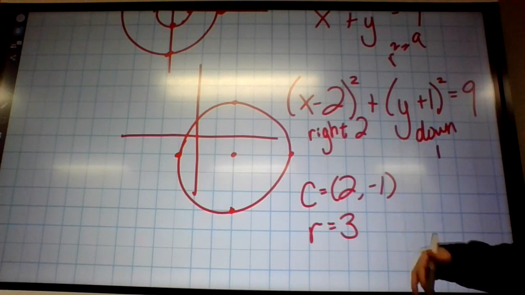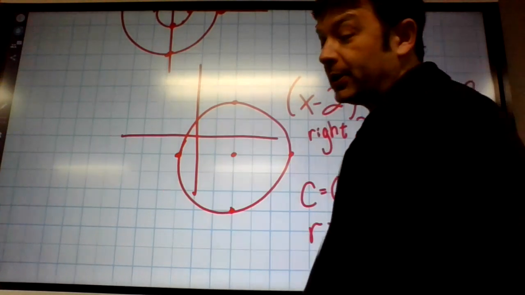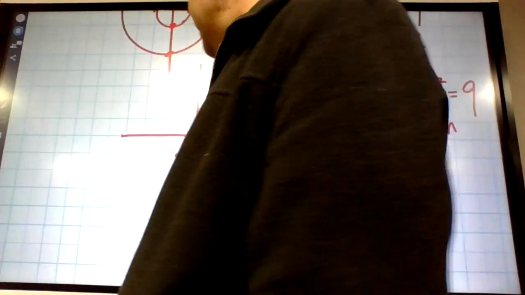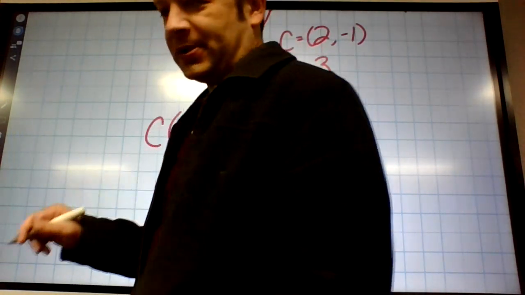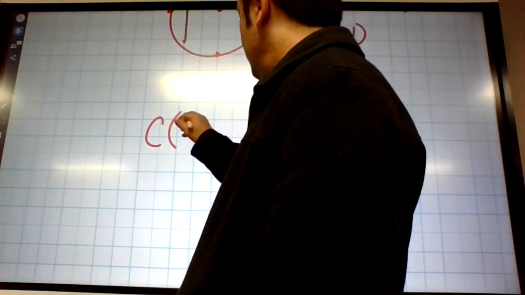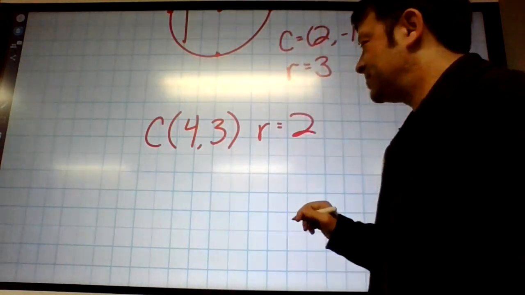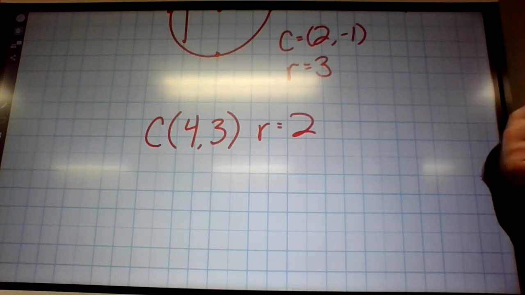This is what they're going to have us do. Okay. Number 1. Write an equation for the circle. They say the center is at 4, 3 and the radius is 2. So in other words, the circle is moved right 4 and up 3.